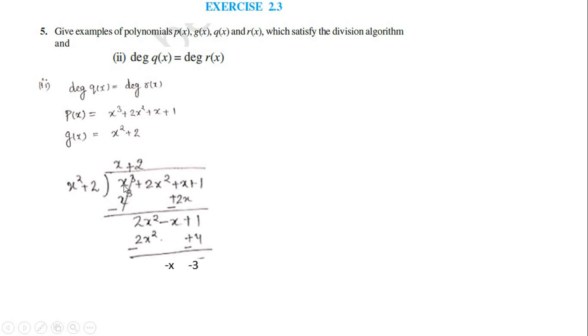As you can see in the division, the first time it will go x times, x cube will come, 2x will come, this gets cancelled, minus 2x plus x will become minus x. So when you divide again 2x square by x square, you will get 2. When you multiply, 2x square plus 4, you will be left with minus x minus 3. What we can observe is that the degree of q(x) is 1 and the degree of r(x) is also 1. So this condition is satisfied.